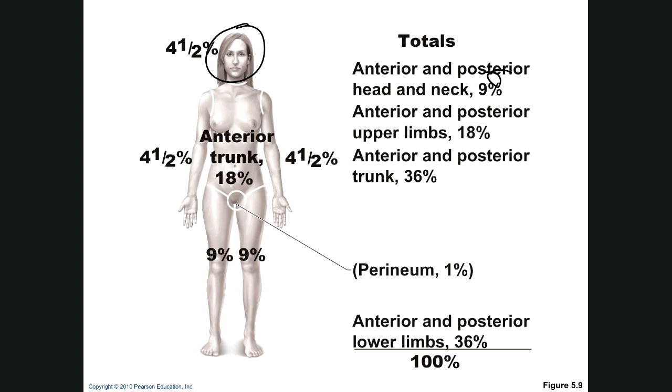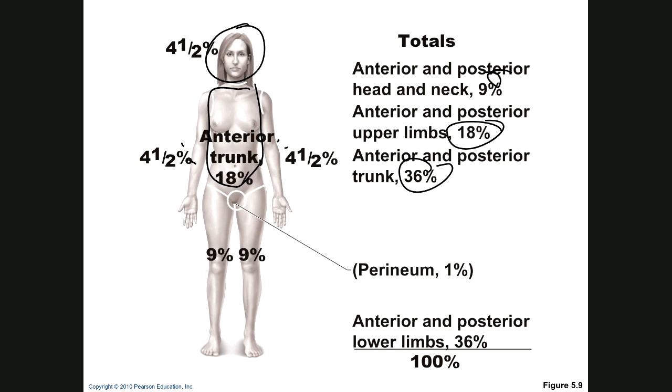The upper limbs are going to be 4.5%. So anterior and posterior of the upper limbs will represent 9% each, which both of them will be 18%. The trunk will be 18% anterior and 18% on the posterior side, so that will be 36%.